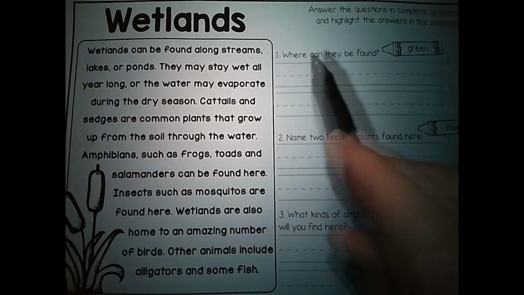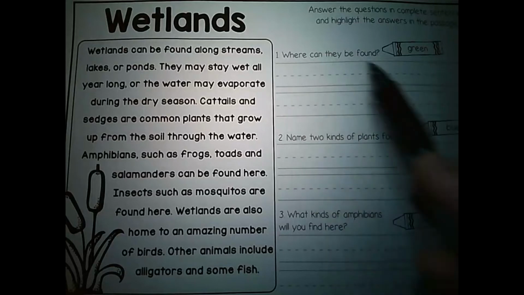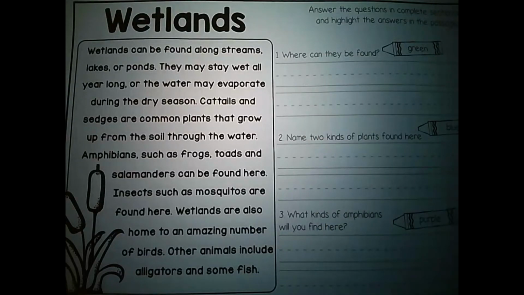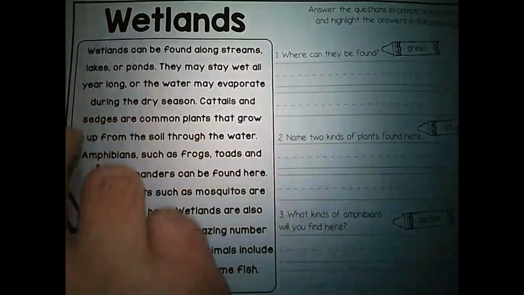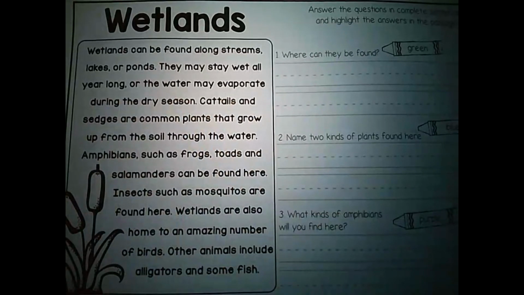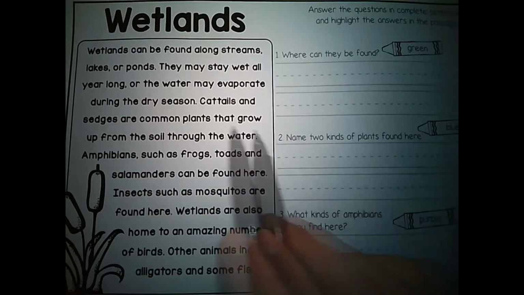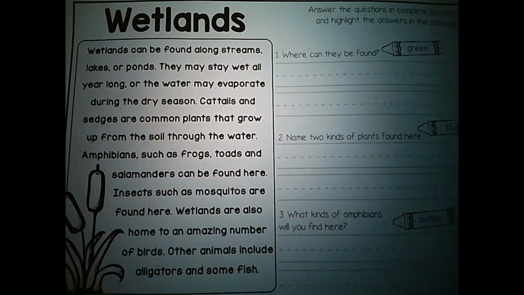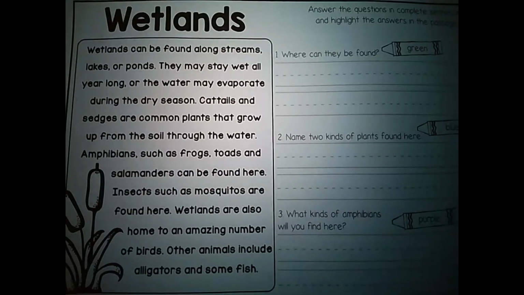So, number 1. Where can they be found? And by they, I mean the wetlands. Where can you find wetlands? Okay? And if you're doing this at home in the paper packet, please feel free to use the color green to circle where the answer is. Okay? So you're going to write, where can the wetlands be found? Number 2, name 2 kinds of plants found here. And you can use the color blue to find that here. Okay, and then number 3, what kinds of amphibians will you find here? And you will use the color purple to circle your answer if you're doing this in the paper packet. Okay, what kinds of amphibians will you find here?